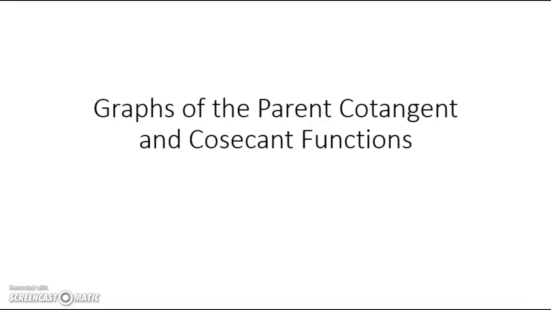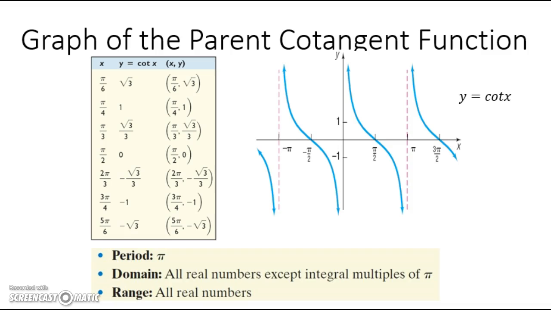Now we're going to take a quick look at the graphs of the parent cotangent and cosecant functions. These are the last two of the trig functions that we need to take a look at the graph of. First, we'll look at the cotangent function. And again, everything comes right from that unit circle.